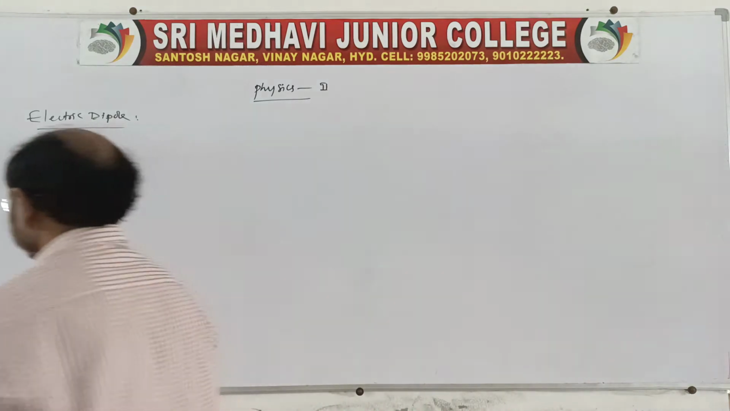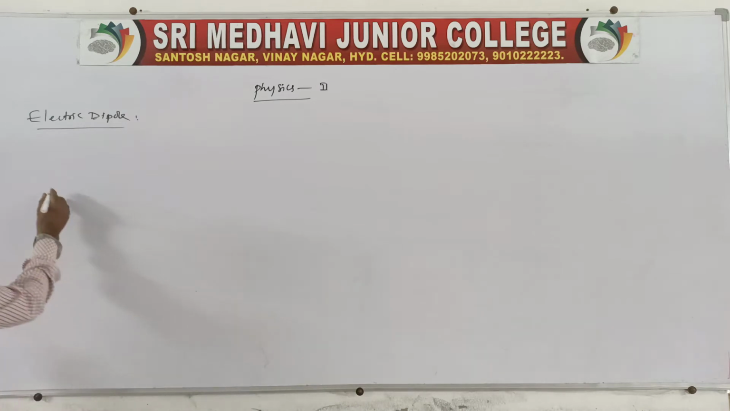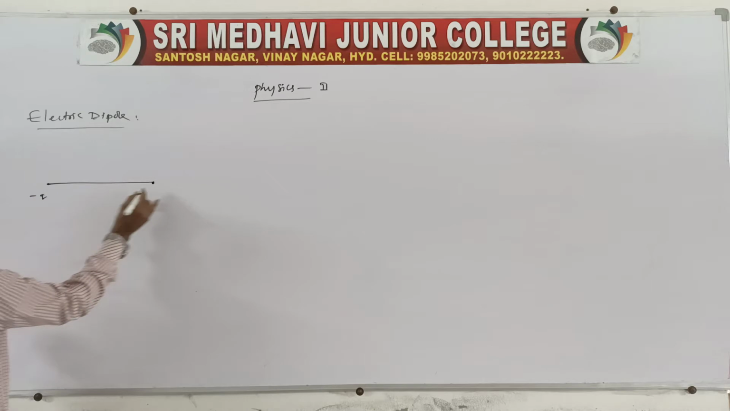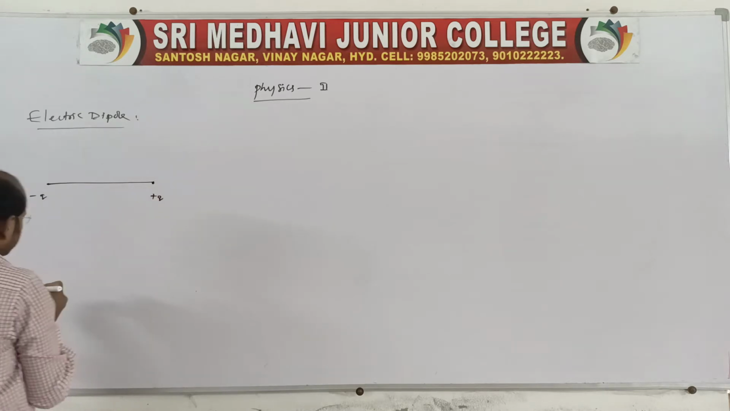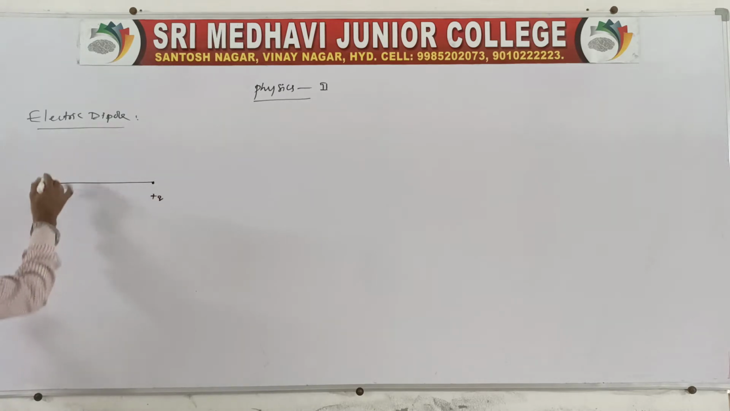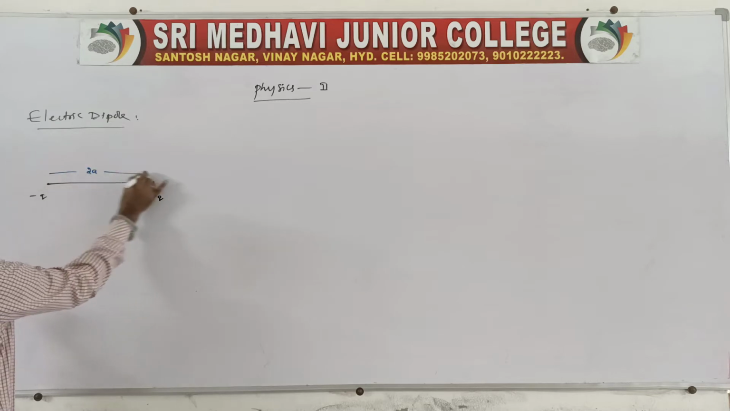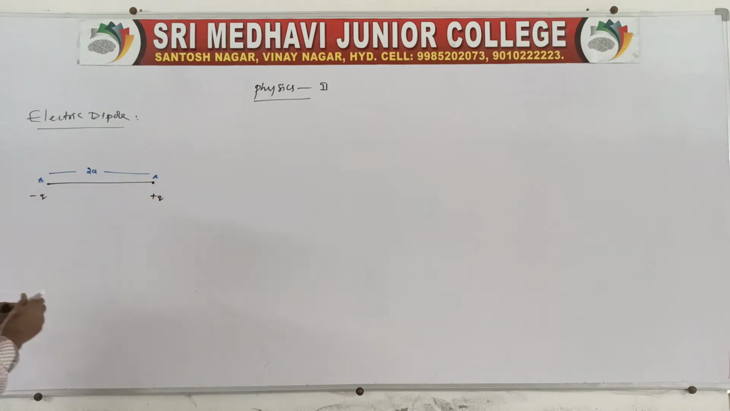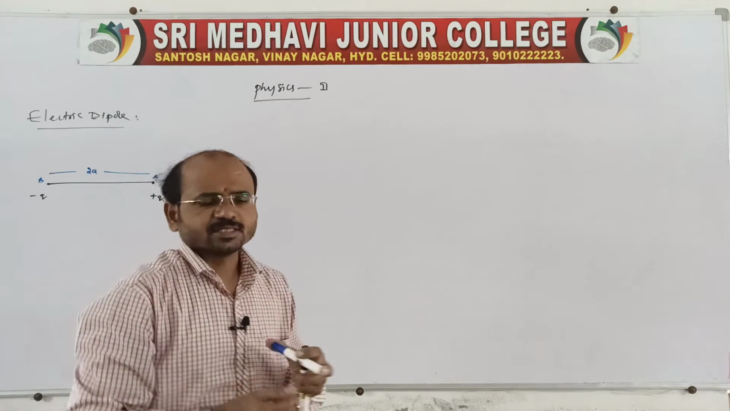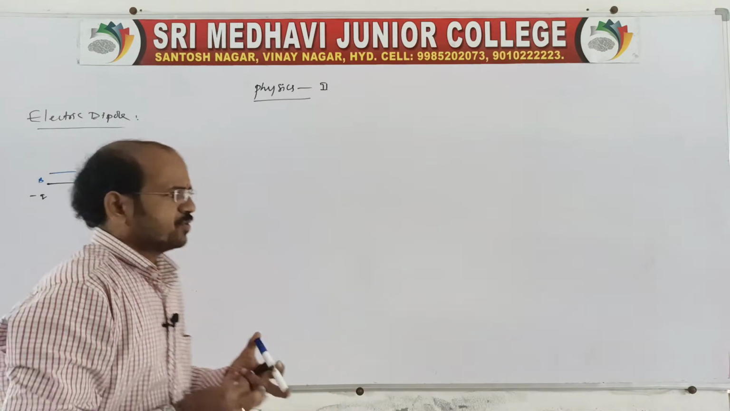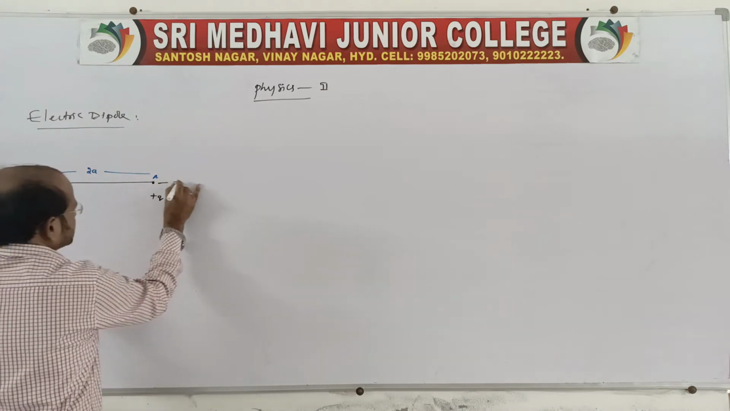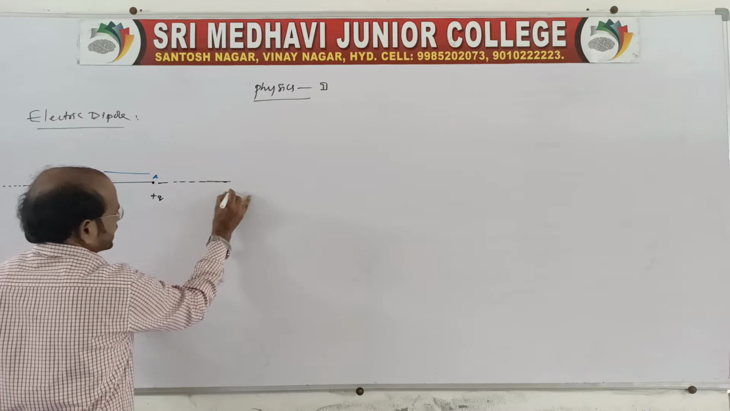So let us take a dipole. There is one negative charge and a plus q, and the distance between the two charges is given as 2a. Say this is point A and this is point B. The axial line is a straight line passing through the center of the two charges and parallel to its length. So we can call it the axial line.